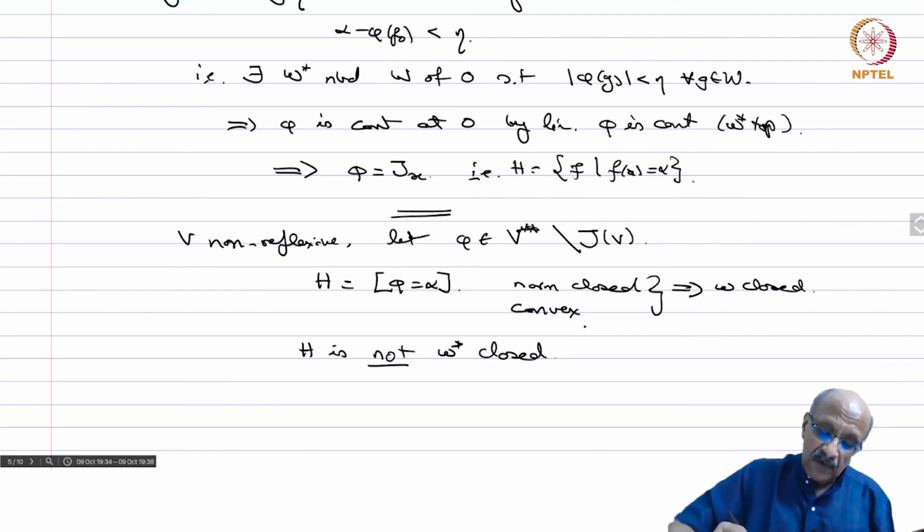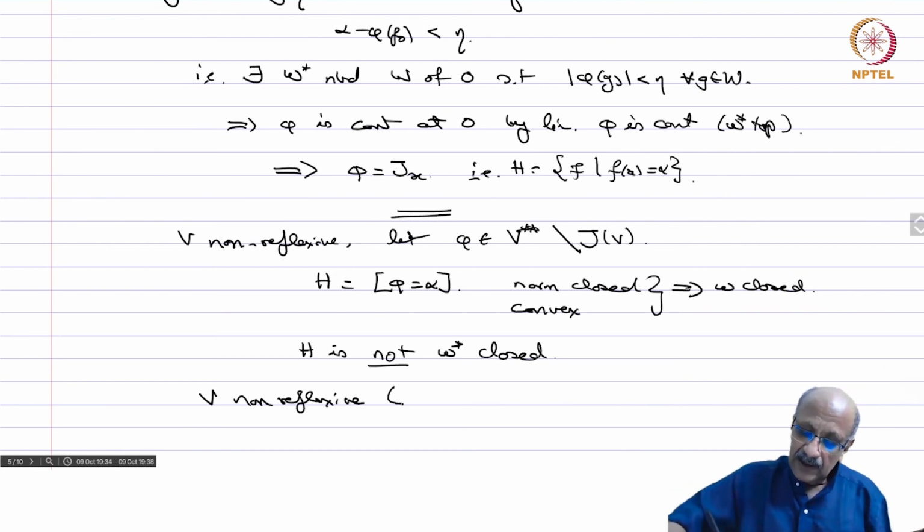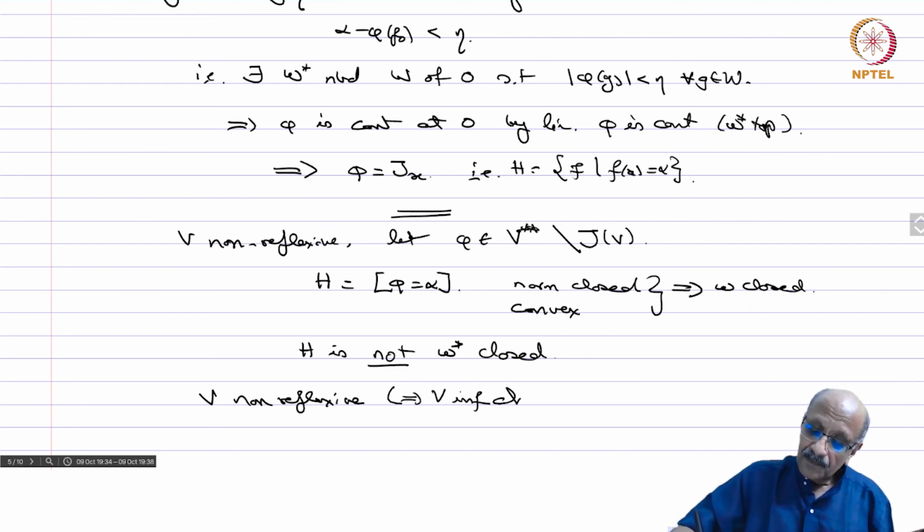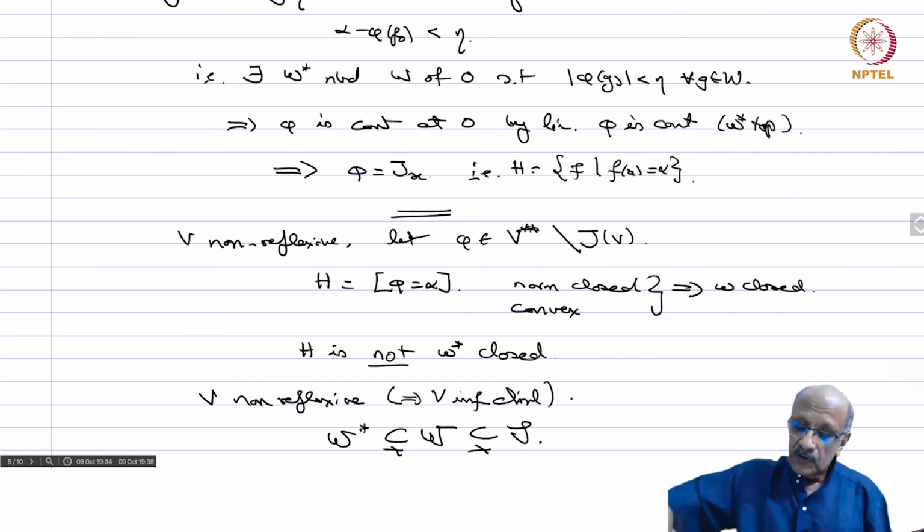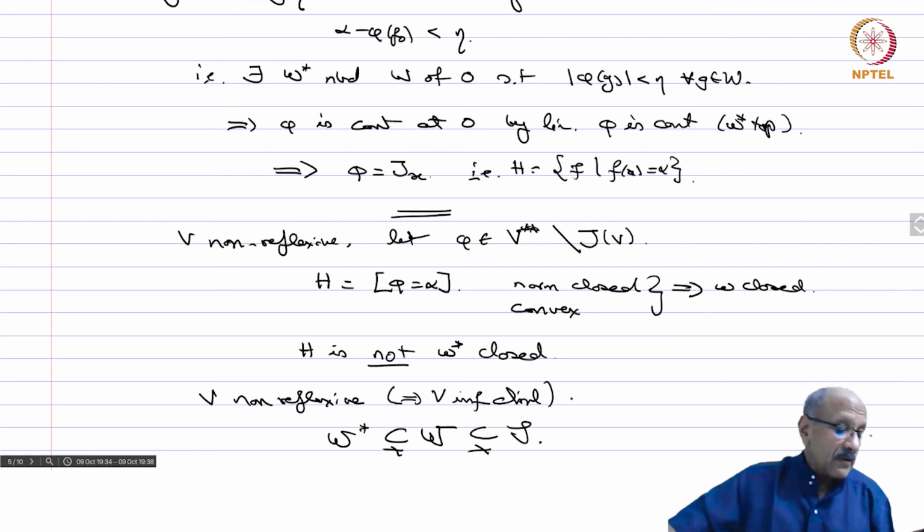So, if you have a non-reflexive space, V non-reflexive, that automatically implies V infinite dimensional. Then you have weak star topology is strictly contained in the weak topology, which is strictly contained in the norm topology or the strong topology. Okay, so you have these things.